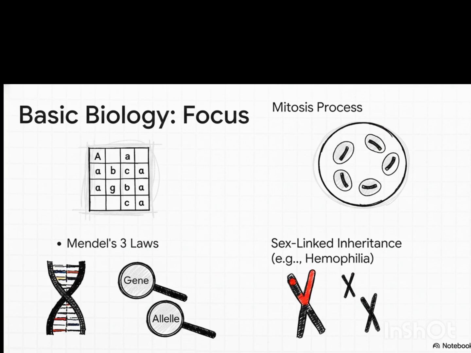In this unit, you've absolutely got to know Mendel's 3 laws like the back of your hand. Now, good news, meiosis has been removed, so you can pour all your energy into mastering the phases of mitosis. And a little pro tip for mitosis, just remember the acronym PMAT: prophase, metaphase, anaphase, telophase. Easy. And of course, be super clear on terms like gene and allele and concepts like sex-linked inheritance.